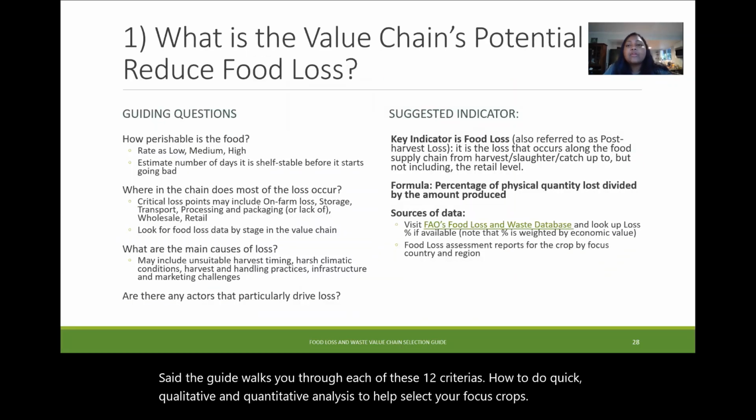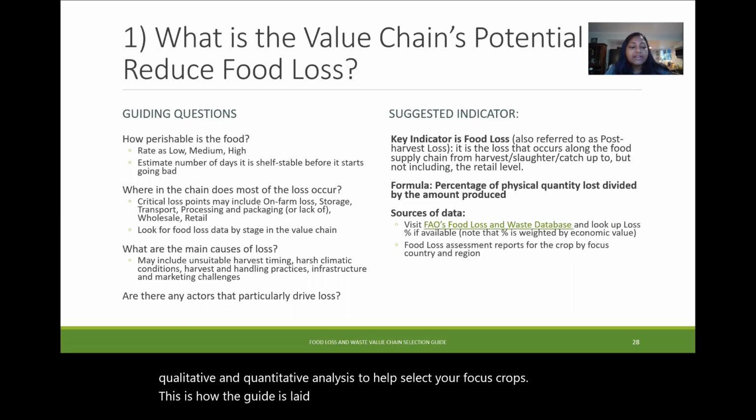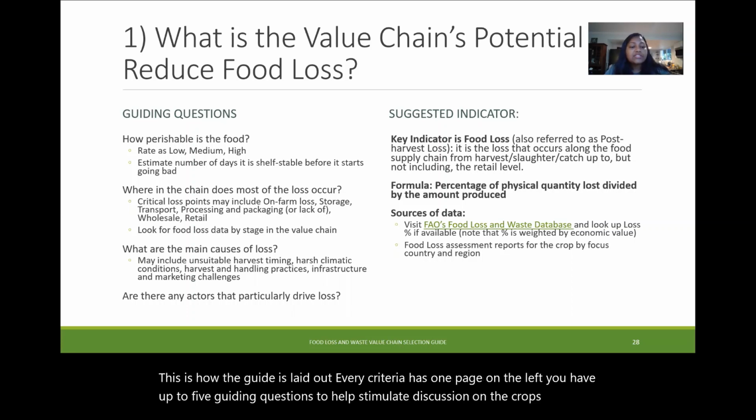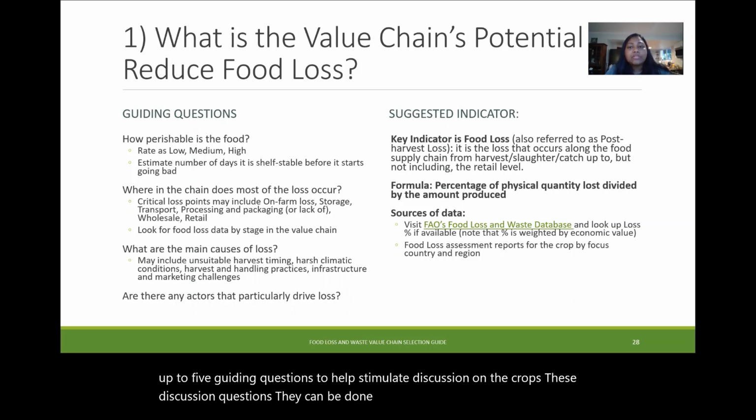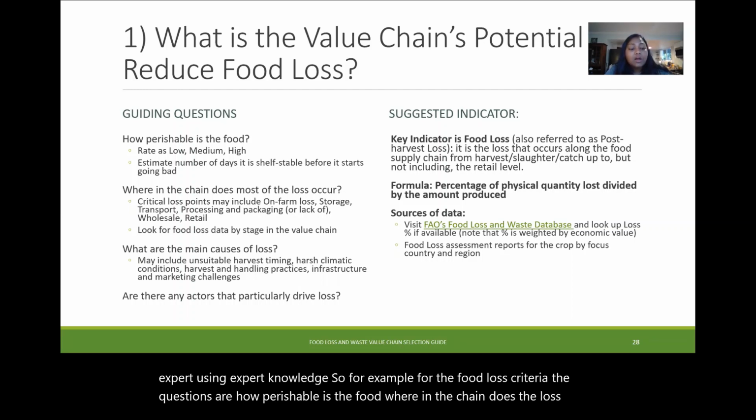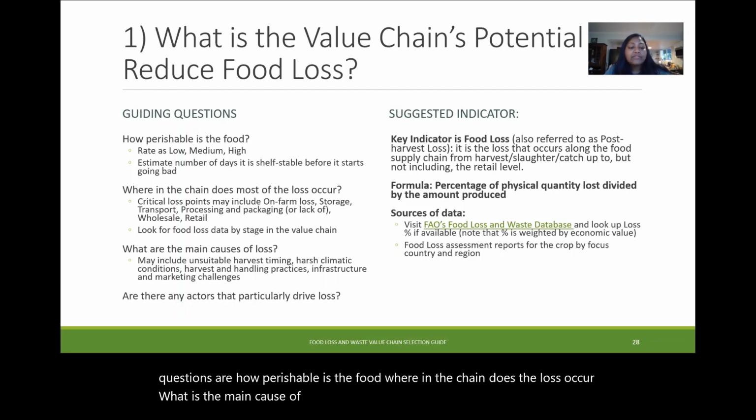This is how the guide is laid out, every criteria has one page. On the left, you have up to 5 guiding questions to help stimulate discussion on the crops. These discussion questions can be done with local partners, team members, and using expert knowledge. So, for example, for the food loss criteria, the questions are: how perishable is the food? Where in the chain does the loss occur? What is the main cause of loss? And which actors drive the loss?